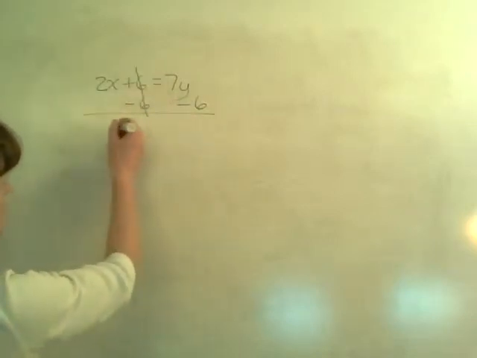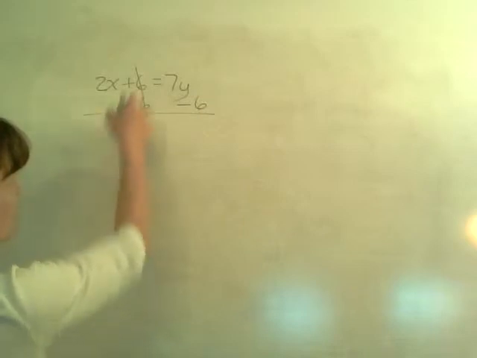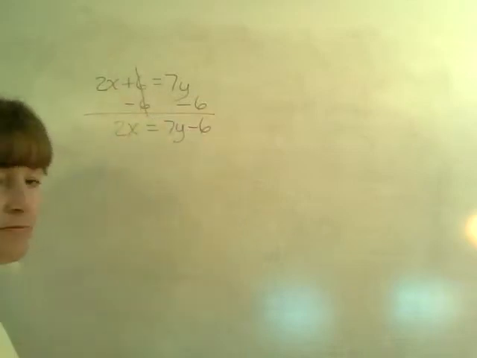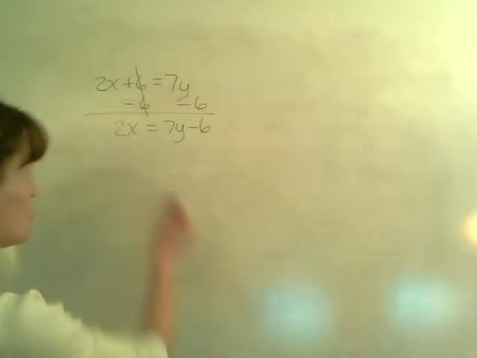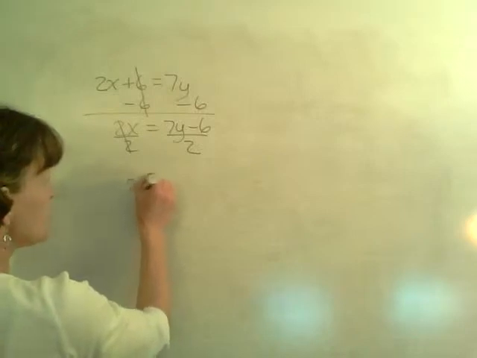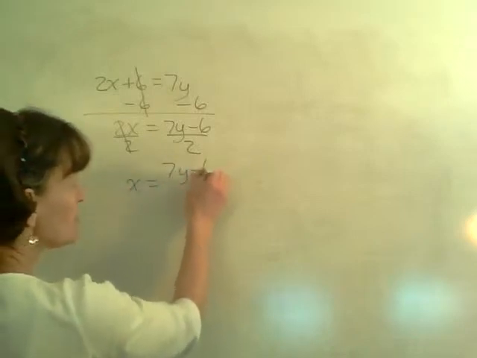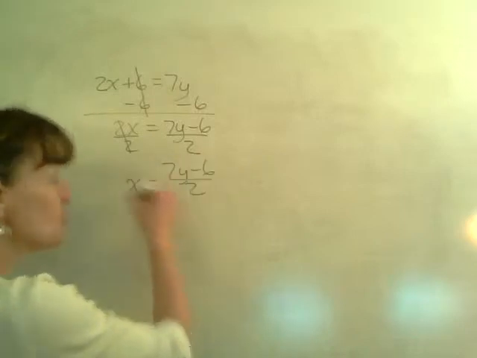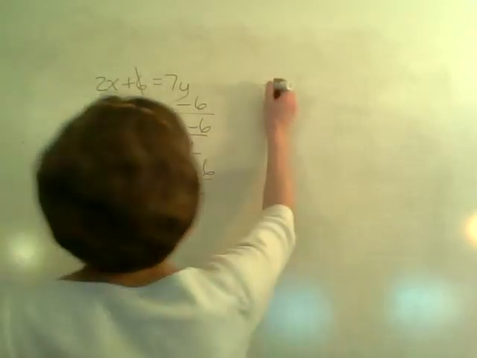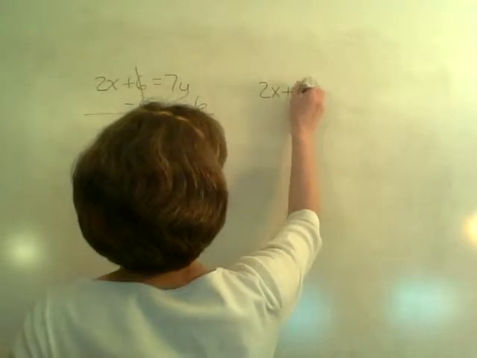Alright, after I move the 6, then I have 2x, these cancel out, equals 7y minus 6. Now all I have to move is the 2, so I'm going to divide both sides by 2. And then I get x is equal to 7y minus 6 over 2. So I have solved the equation for x. Alright, let's take that same equation, and this time let's solve that equation for y.